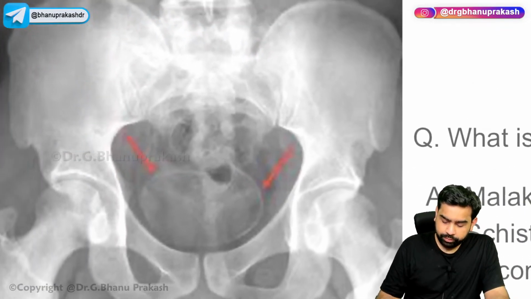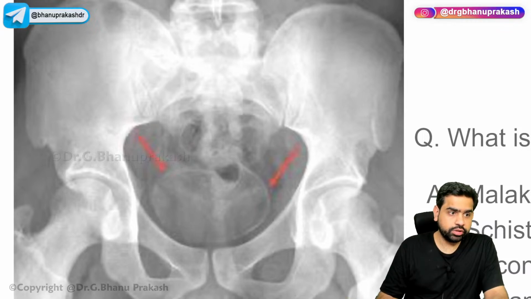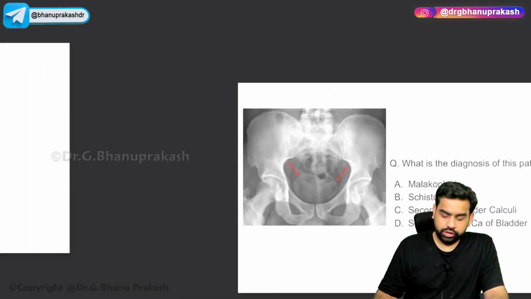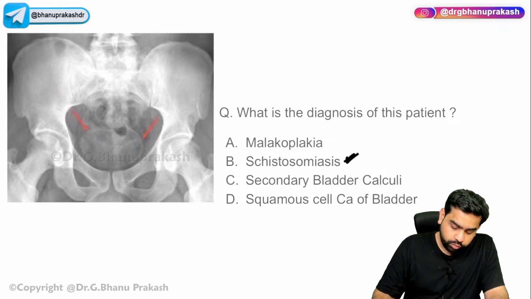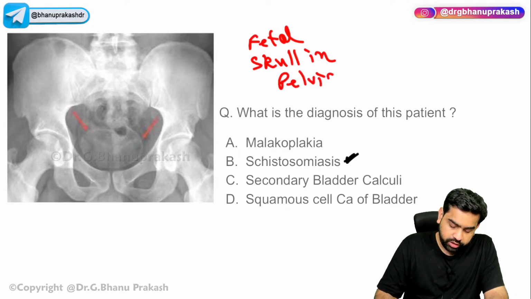Okay, and I'm trying to show you the image over here. Okay, good. Many of you guys are answering it properly. So the answer over here is schistosomiasis. Okay, what is the schistosomiasis? So what is this called as? This is called the fetal skull in the pelvis appearance.